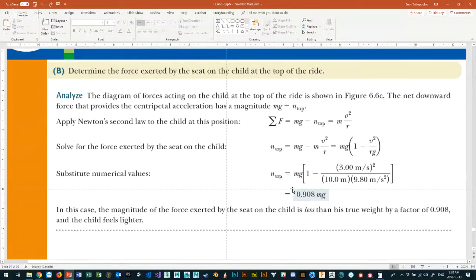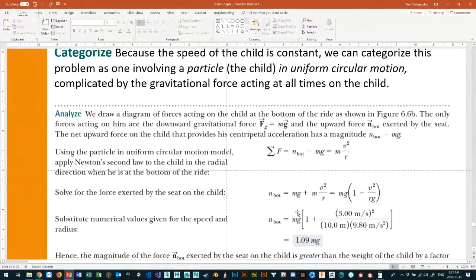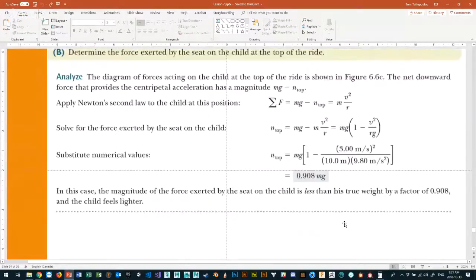When you sub in the values, the force at the top seems lighter, 0.9. So 90% of the child's weight, because mass times gravity, that's weight. That's how much the child weighs. So the child would weigh, or appear to weigh, lighter at the top than he would at the bottom. If you look at the two, this is 0.908 and this is 1.09. So he almost feels 10% heavier at the bottom, almost 1.1, and he almost feels 10% lighter at the top. Just if that makes any sense.